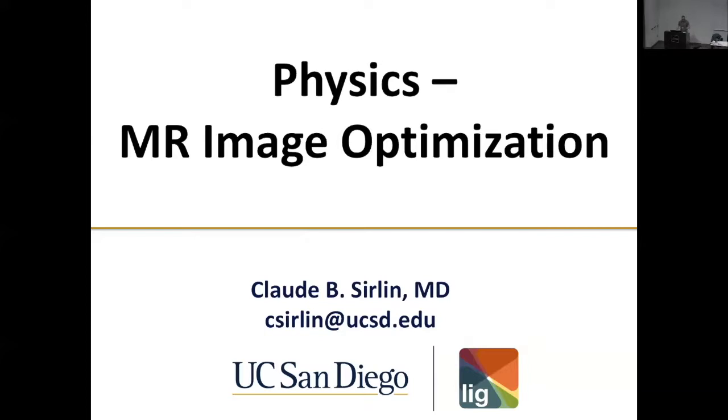Okay. Well, anyway, so we're gonna move on to image optimization, but before we do, I just wanted to answer a question that was asked of me after the last lecture. So the question was, so in chemical shift of the first kind, that's when the water image and the fat image sort of move relative to one another.